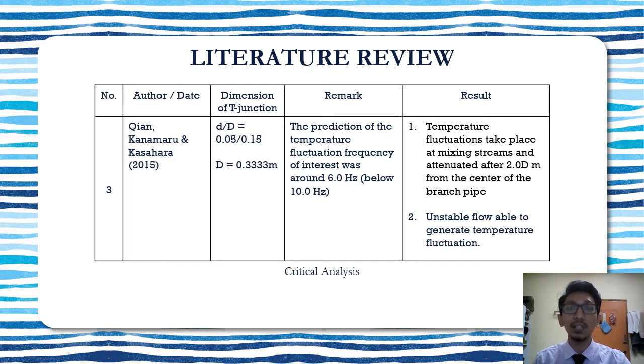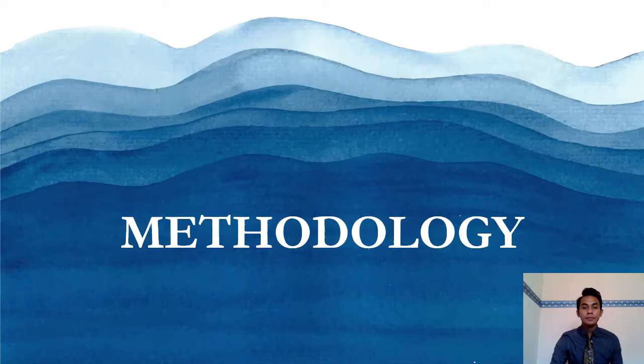In addition to that, an unstable flow will also contribute to temperature fluctuation as the mixing will become more rigorous when the flow is turbulent. That is all for the discussion of the literature review. Next, we will proceed to the explanation of the methodology of our project.